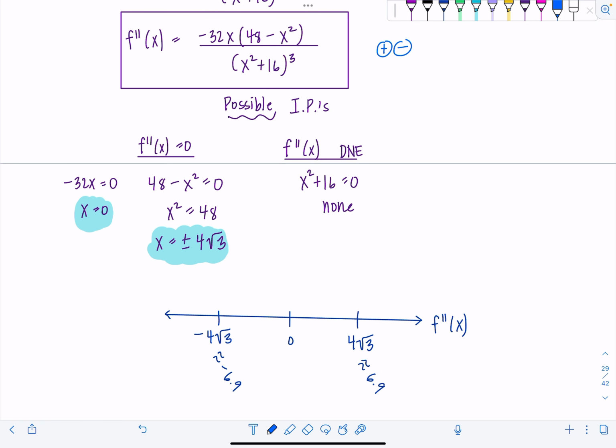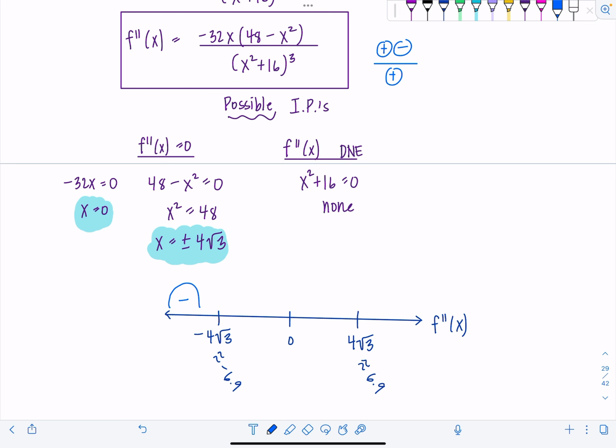And then, you know what? The denominator is always positive because we're squaring something, we're adding to it, and then we're cubing it. Who cares? It's staying positive, so don't worry about the denominator. So that means the second derivative is negative in this interval. What does that tell me about my graph? That my graph is concave down.